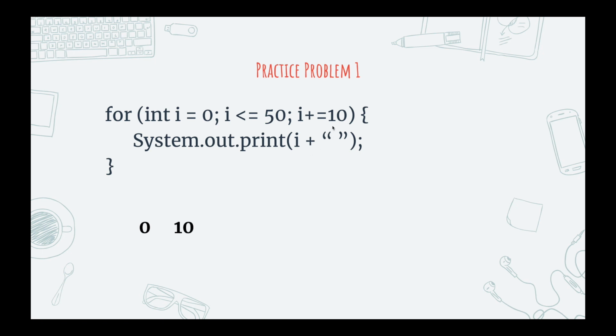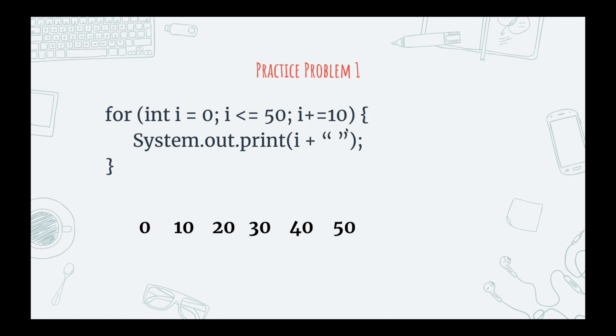Then it goes back, increases by 10, so i is now 20. Is 20 less than or equal to 50? Yes, it is. Update again, add 10, so 20 is now 30. Well, i is now 30. Is 30 less than or equal to 50? Yes, it is. So it prints out 30, prints out 40, and then it prints out 50 because we have a less than or equal to 50.